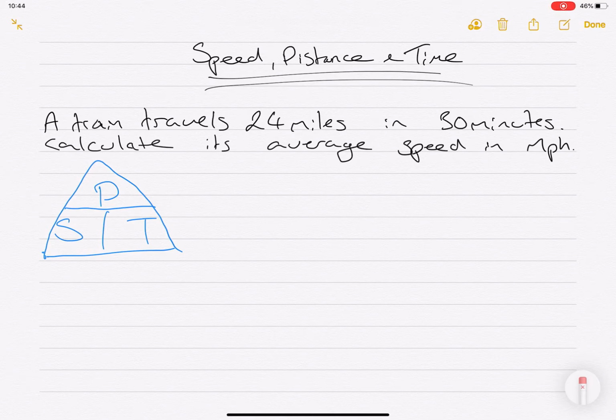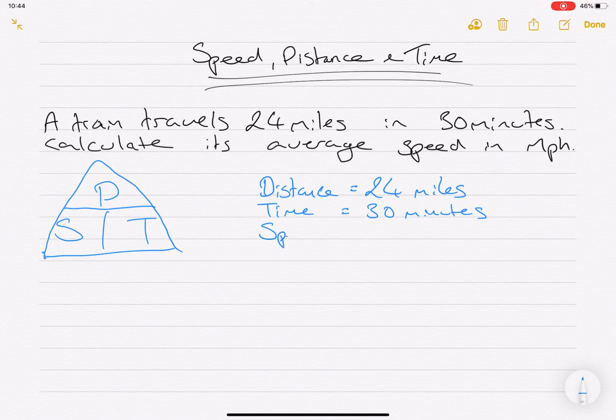So a train travels 24 miles in 30 minutes. Calculate its average speed in miles per hour. Okay, well let's extract the information from the question. So it travels 24 miles, so therefore we know that's a distance. So the distance is equal to 24 miles. The other value we've been given is 30 minutes. That's a value of time. So that's going to be equal to 30 minutes. Okay, so therefore we're looking for speed.